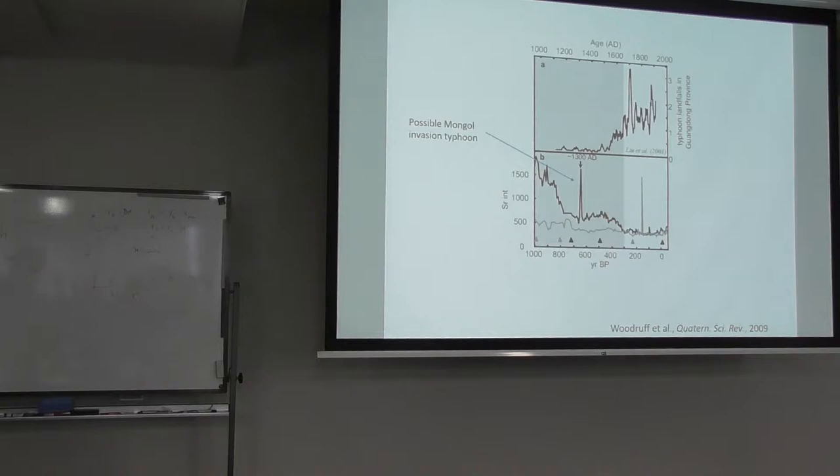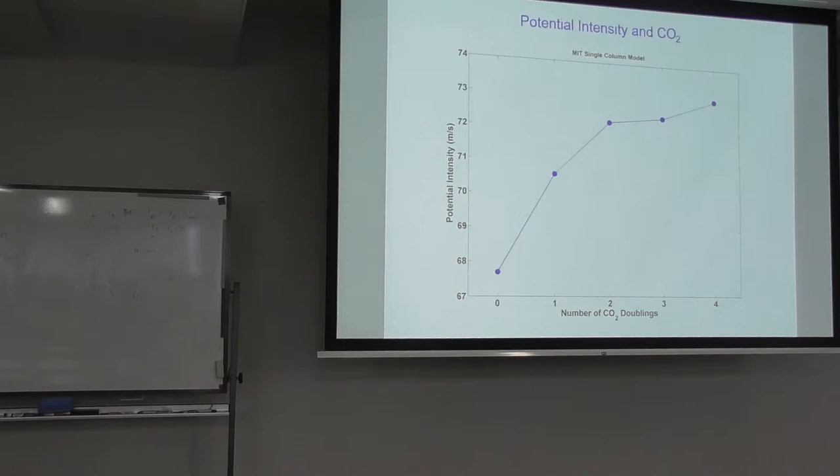We can look at some other quantities. I told you about potential intensity, and we can look at trends and analysis data, but I want to show you something that's more theoretical. If you take a single column model, which has radiation and convection physics in it, and you subject it to a number of doublings of carbon dioxide, this is what the potential intensity does. This is, again, number of doublings. So the first doubling, you go from a little bit less than 68 meters per second to 70.5, and it keeps going up.